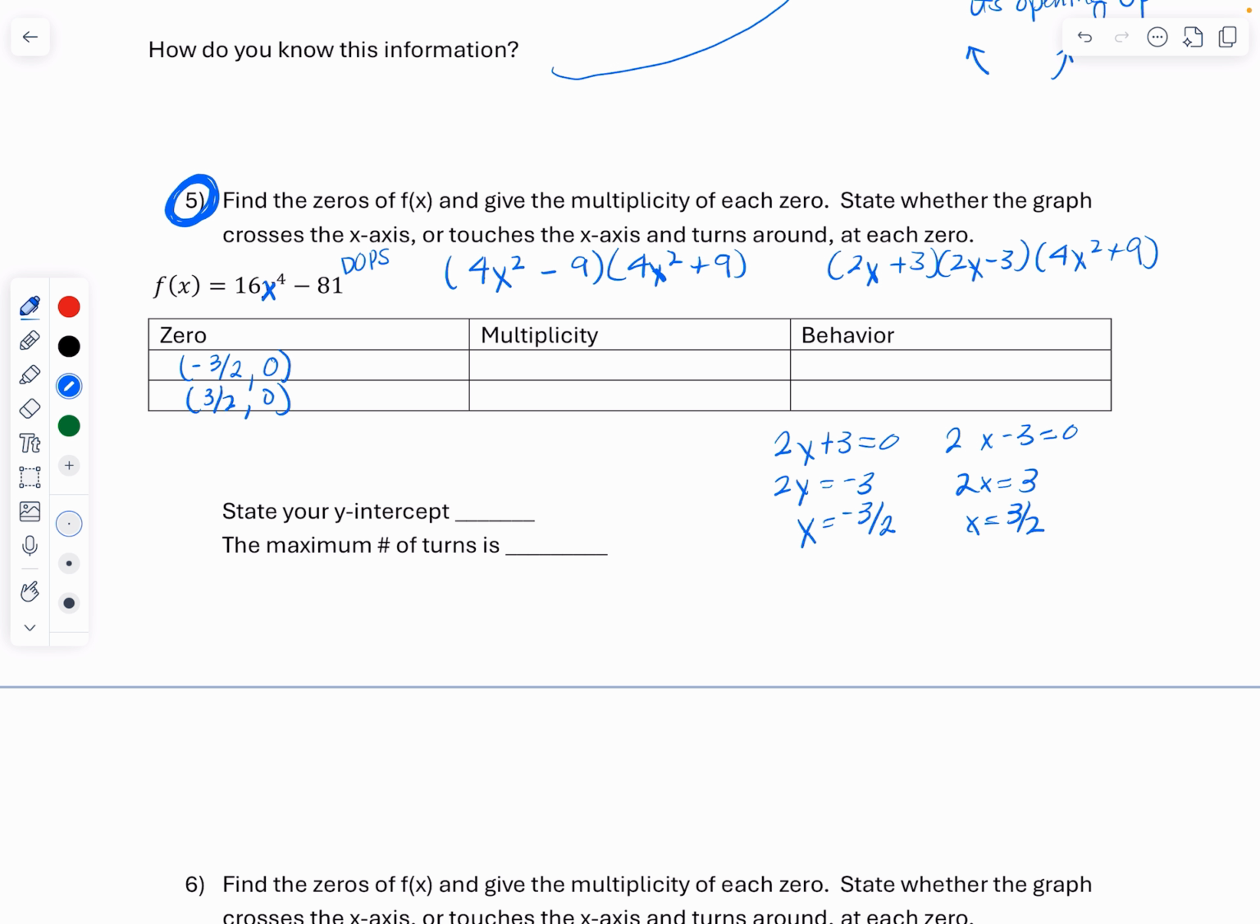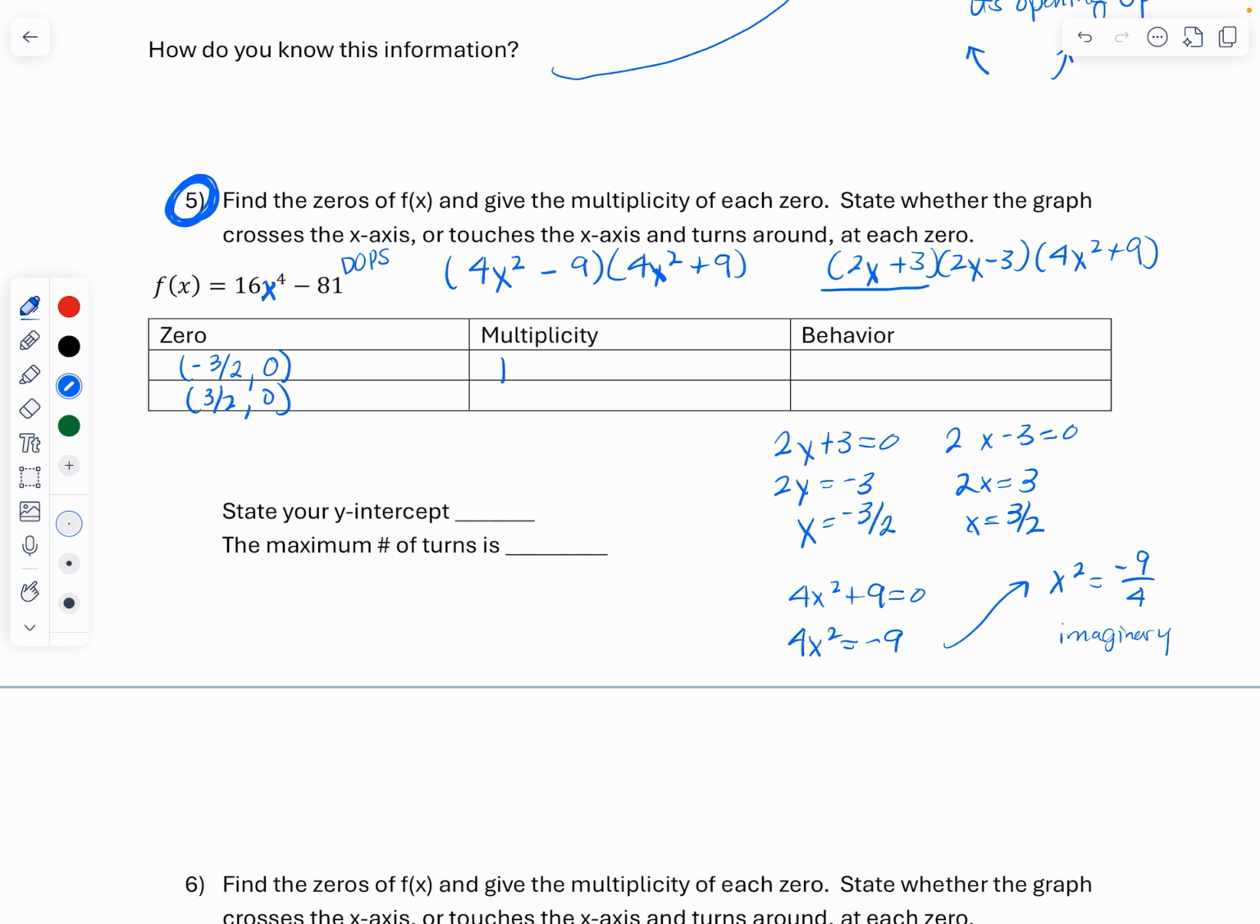And finally, I have 4x squared plus 9 equals 0. We're going to get into trouble here because when I have x squared equaling something negative, I know that's an imaginary number. So I'm not going to include that because it's imaginary. All right, so I have my 2 zeros. Now I have to state my multiplicity. Since this first one, 2x plus 3, is to the power of 1, the multiplicity is 1.